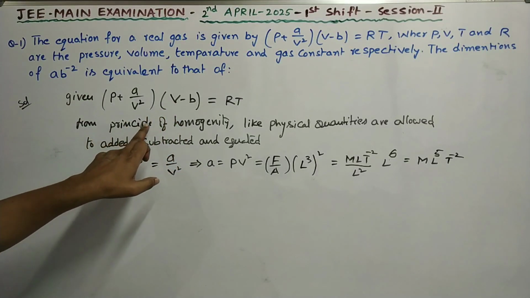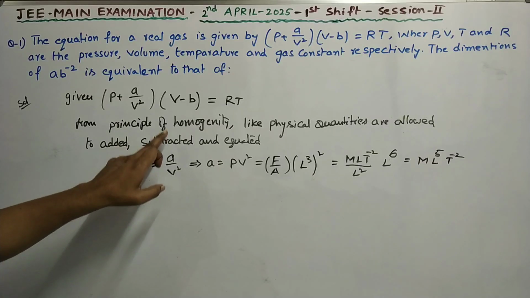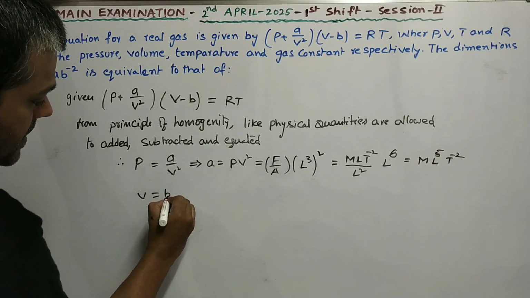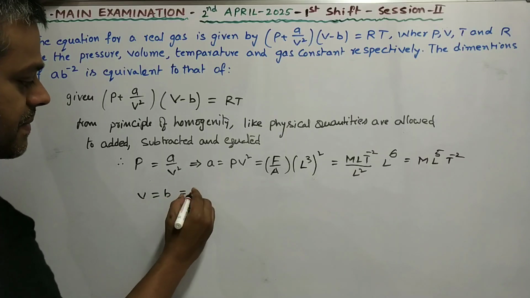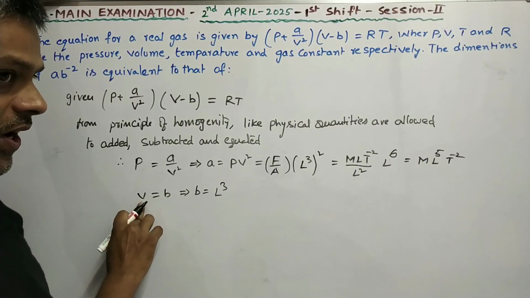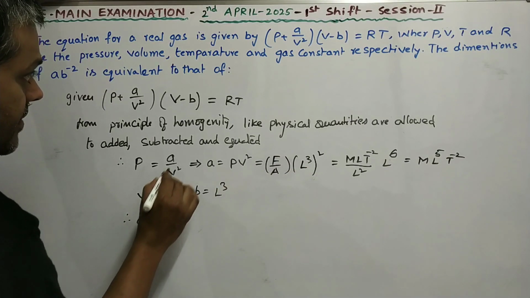Similarly, from the same principle of homogeneity, like physical quantities are allowed to be added as well as subtracted. That means in V minus B, V is represented by the same physical quantity as B. That implies B is equal to L cube. Why? Because V is volume, and already we got volume is equal to L cube.